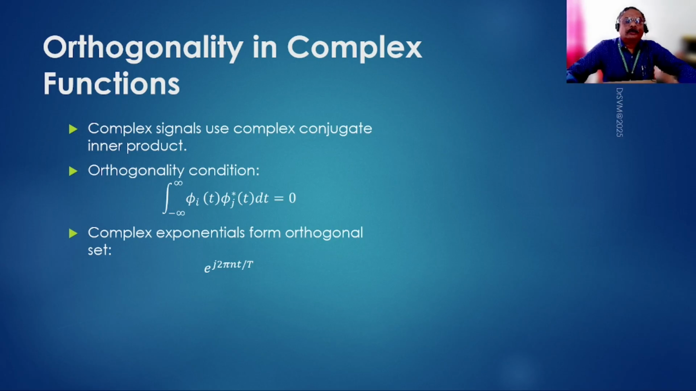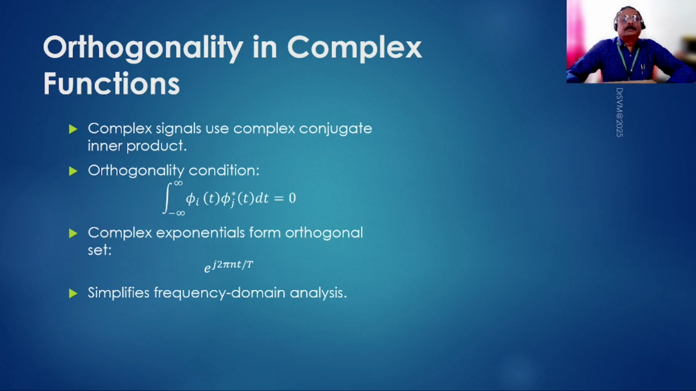N equal to 0 means a constant. N equal to 1 is the first harmonic, n equal to 2 the second harmonic, and so on. And all these are orthogonal to each other. So from n equal to 0 to infinity, we find infinitely many exponentials, and each of them is orthogonal to each other. So we can say that it's a complex orthogonal set.